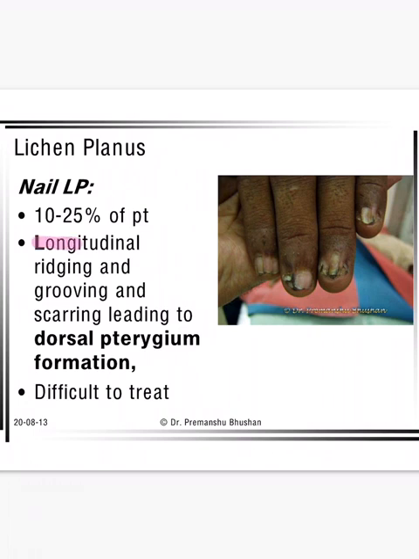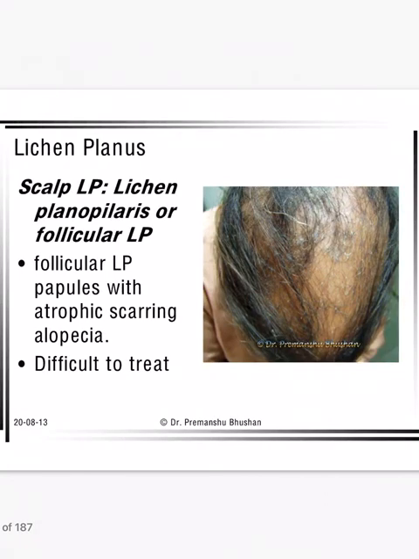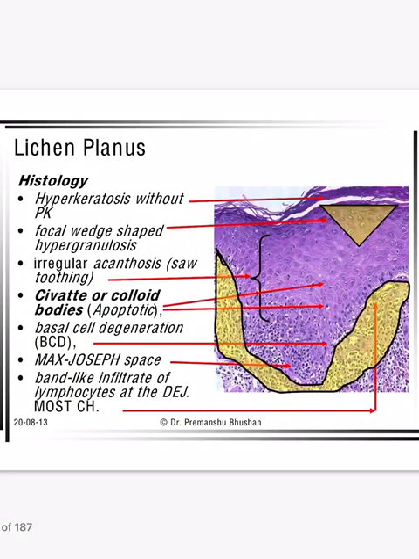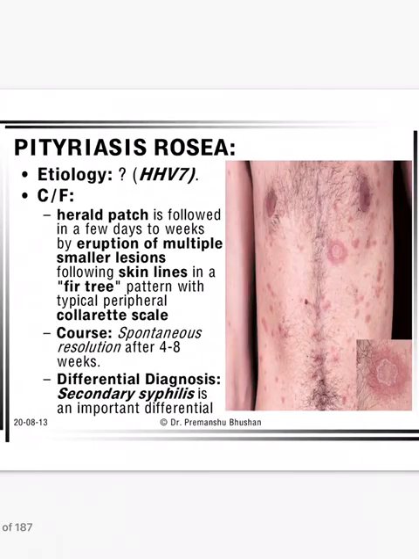Now coming on to the next one, guys. Okay, that is nail. So you have longitudinal ridging in the nails, guys, and there is dorsal pterygium, guys. Okay. See, there may be scalp lichen planus or lichen planopilaris, which shows a footprints in snow appearance, guys. Okay. So what are the histology findings? There is hyperkeratosis without parakeratosis. It becomes thin, but the nucleus is not present. So this is also known as orthokeratosis, guys. Okay. And there is wedge-shaped hypergranulosis, guys. There are civatte or colloid apoptotic bodies that are seen, guys, and Max Joseph space is seen here, guys.